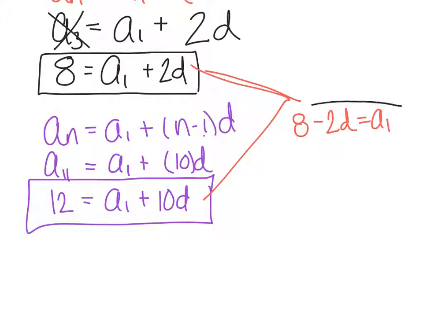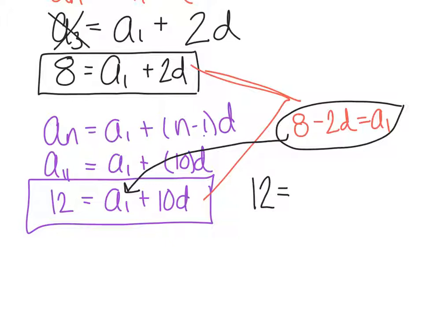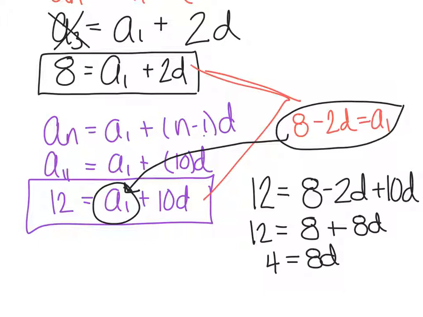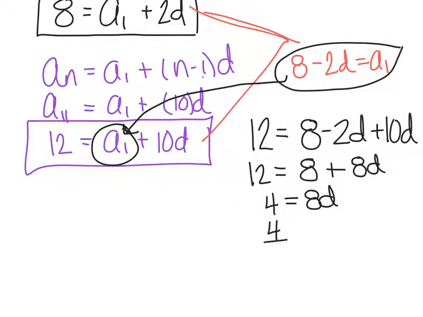Now I can take this equation and I can substitute it into a sub 1 in the other equation. So I'm going to say 12 equals, I'm going to replace this a sub 1 with what it's equivalent to, 8 minus 2d, and then I have plus 10d. And I'm just simply going to solve this. So I have 12 equals 8, negative 2d plus 10d is 8d. Subtract my 8 over, I've got 4 equals 8d. Therefore, my difference is 4 over 8, which is equivalent to 1/2.